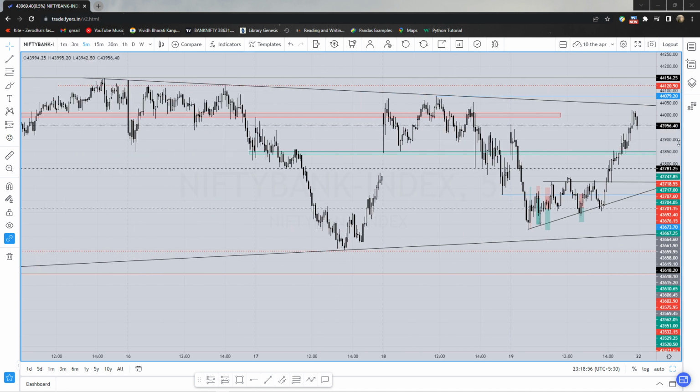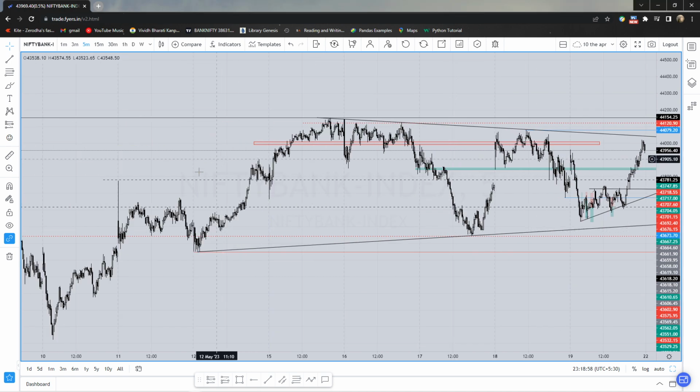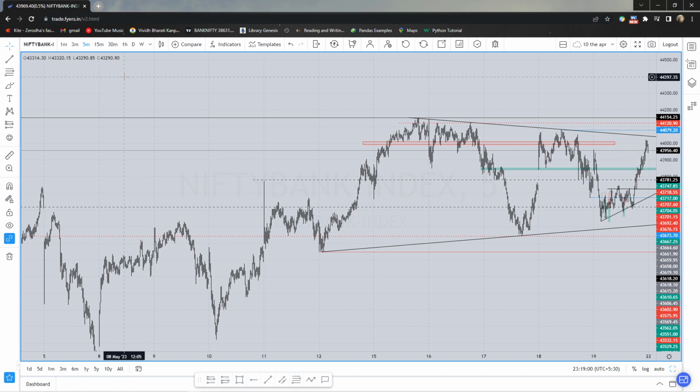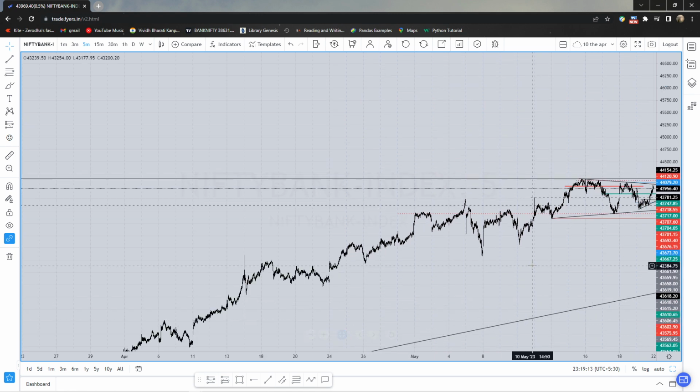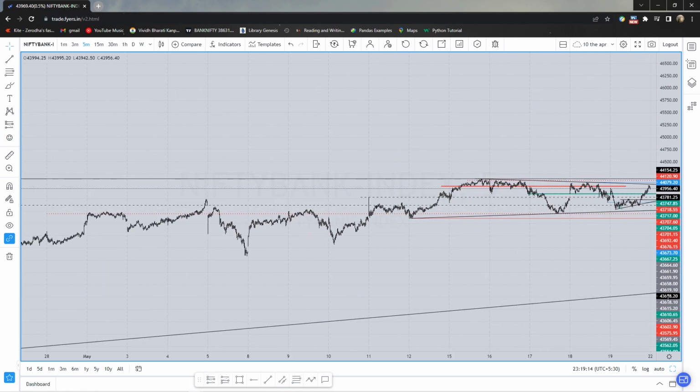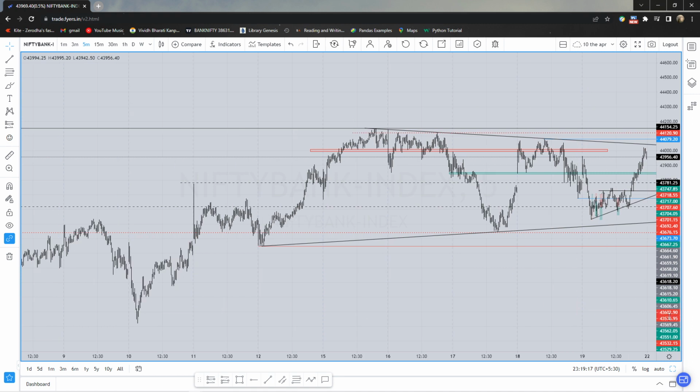So what were the signs present to indicate this environment? I already told you. This environment generally happens when the market has given a move and is trying to consolidate for a while. The market has given a very big move in the last few days, and now it's trying to consolidate near the all-time high.